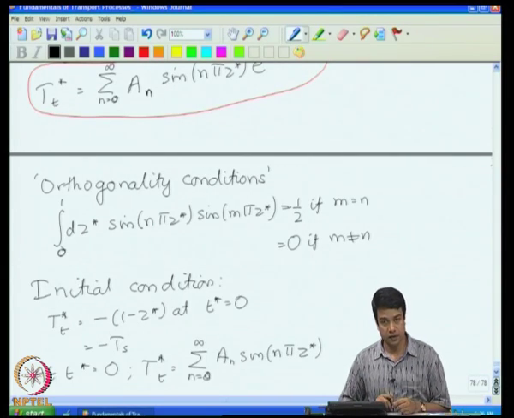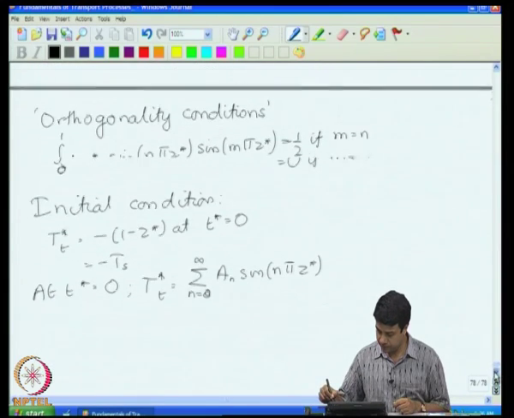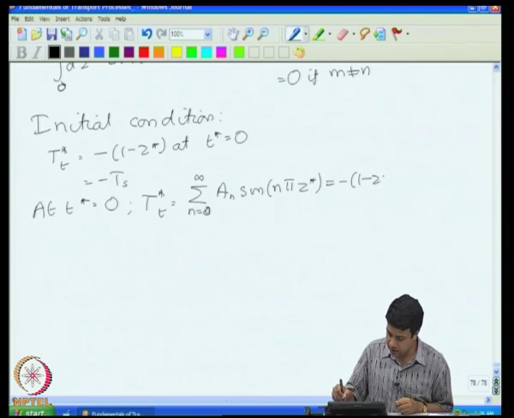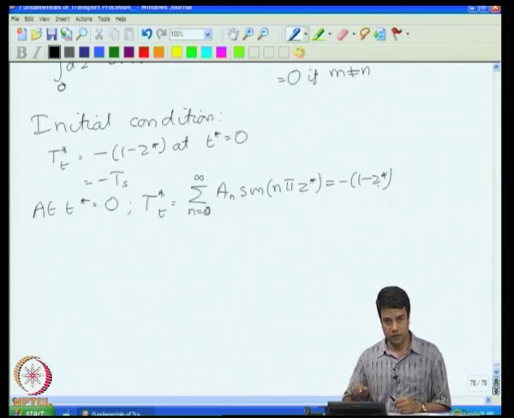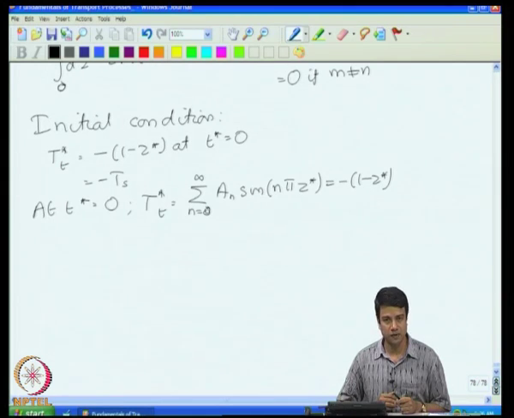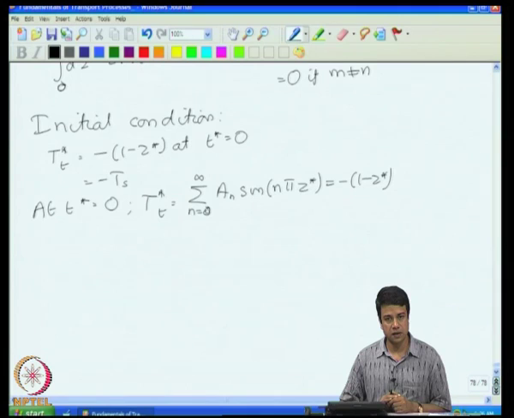And this, from the initial condition, has got to be equal to minus of 1 minus z star. So, I have to determine all of these coefficients a n, from n equal to 0 to infinity, from this particular equation. In general, you are solving for an infinite set of coefficients. But this is where the orthogonality relations can be crucial in determining each of these coefficients.